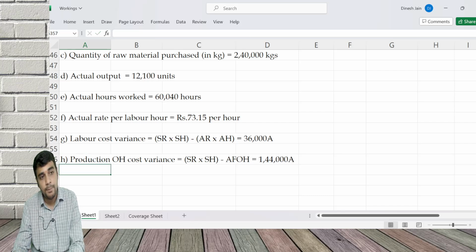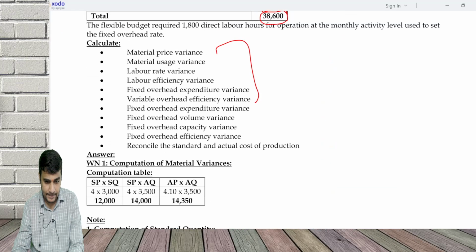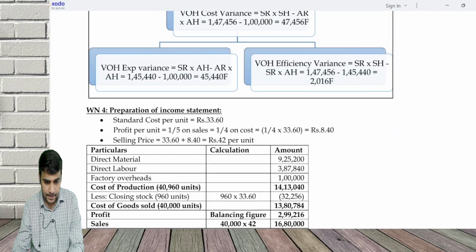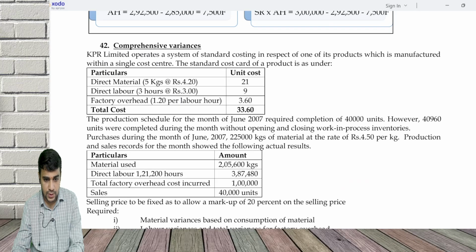So once the computation table is done, it is going to be a fairly simple, straightforward calculation. Any doubts on this? Can you proceed? Go through question 42.